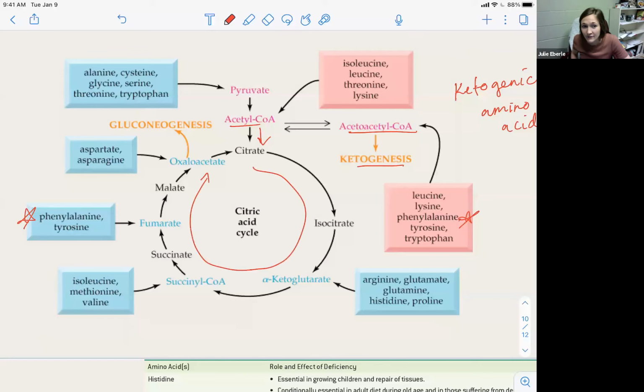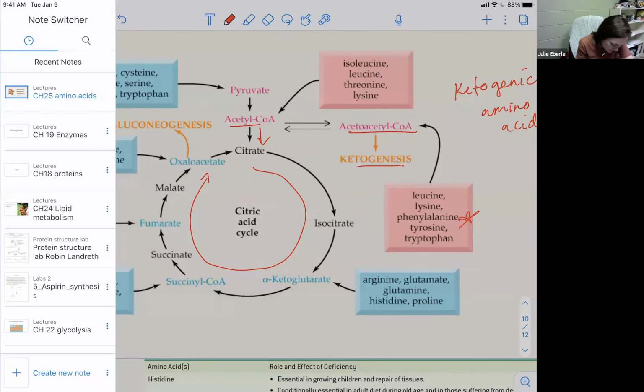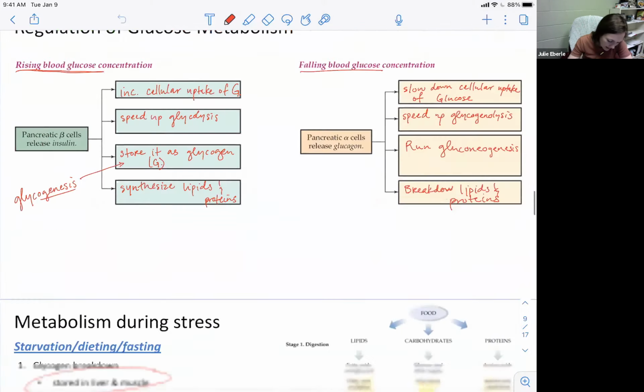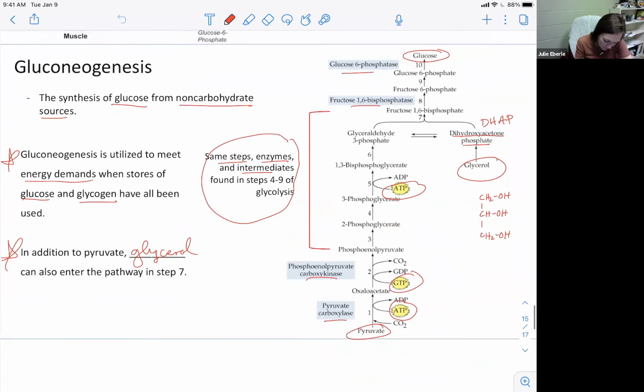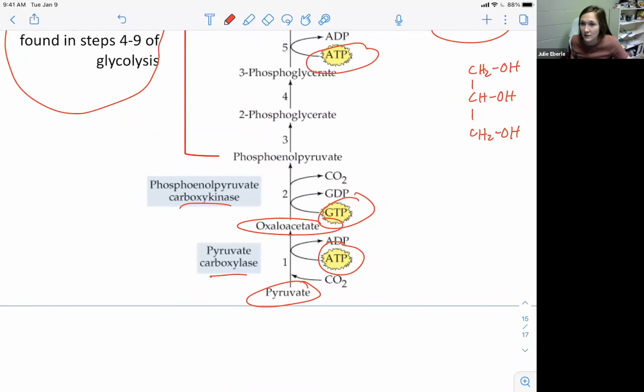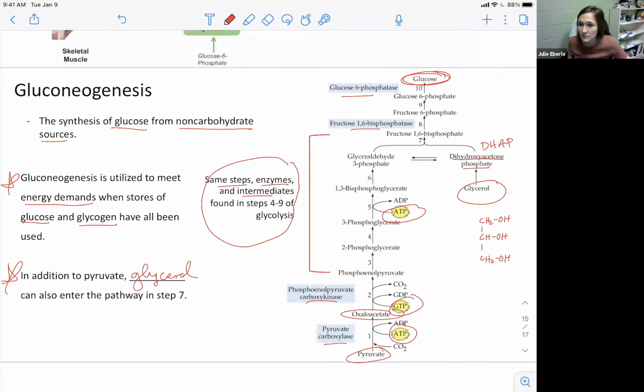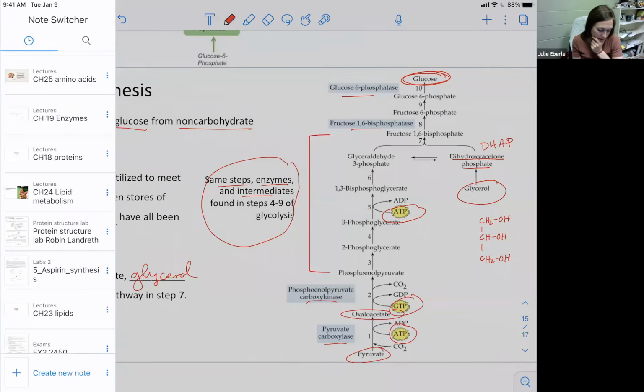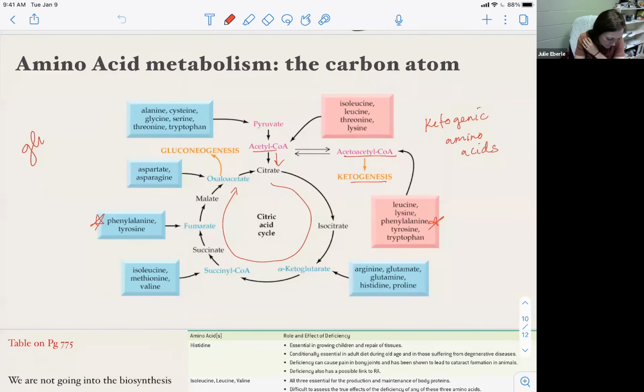Oxaloacetate can feed into gluconeogenesis. So I'm going to jump over to chapter 22 really quick, because at the very, very bottom, we talked about gluconeogenesis right here. And oxaloacetate is, boom, number 2, the second step in gluconeogenesis, which ultimately goes back to make glucose. Okay, gluconeogenesis is the creation of glucose. So that can feed into gluconeogenesis, make glucose. So we call these amino acids glucogenic amino acids.